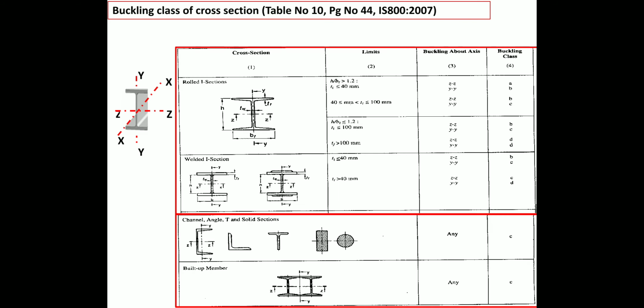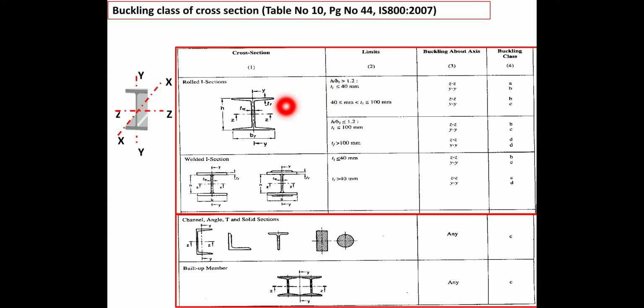Then this table number 10, page number 44, of IS 800-2007 is very important. If you refer to this table, you see rolled I sections, welded I sections, and lastly channel, angle, T sections and solid sections, and finally built-up members are given.